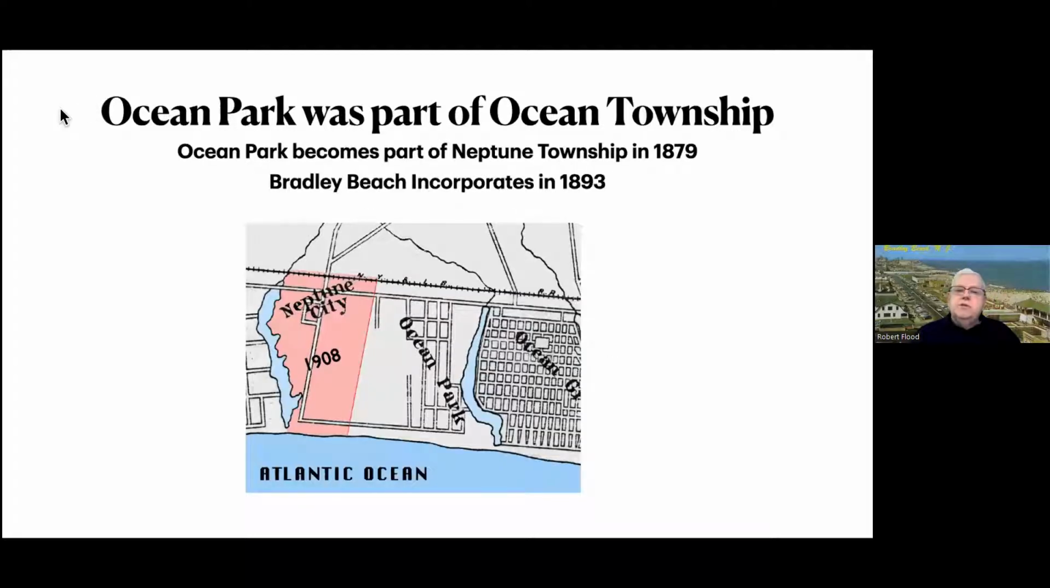Ocean Park is part of Ocean Township as we begin the story. It will become part of Neptune Township in 1879. Bradley Beach will incorporate in 1893, and it's going to almost double in size when the eastern portion of Neptune City votes to be annexed by Bradley Beach.